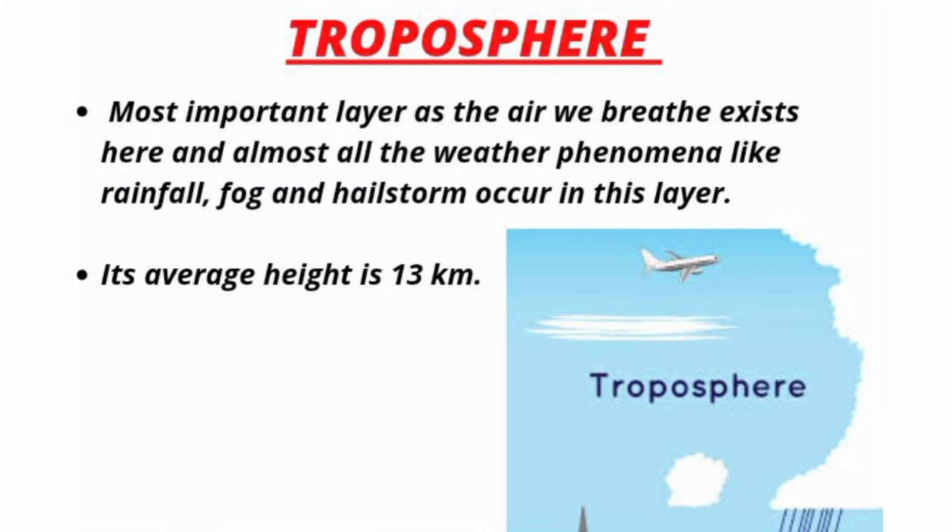Most important layer, as the air we breathe exists here. And almost all weather phenomena like rainfall, fog, and hailstorm occur in this layer. Its average height is 13 kilometers.